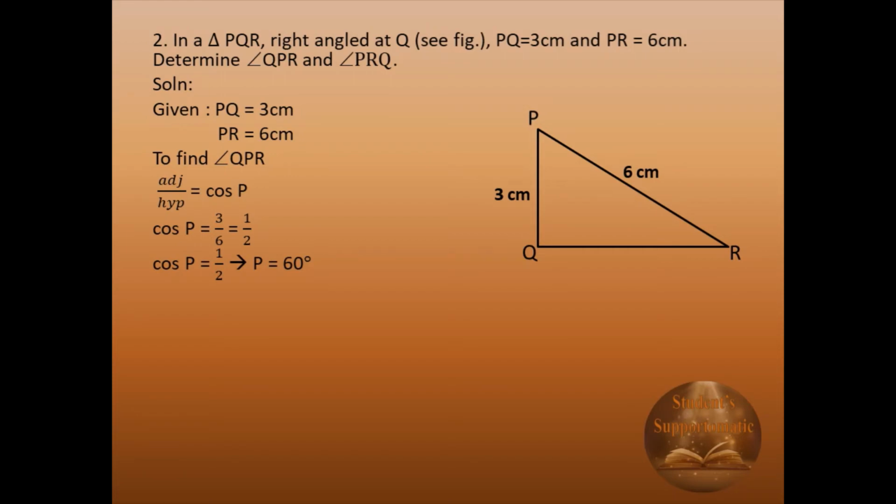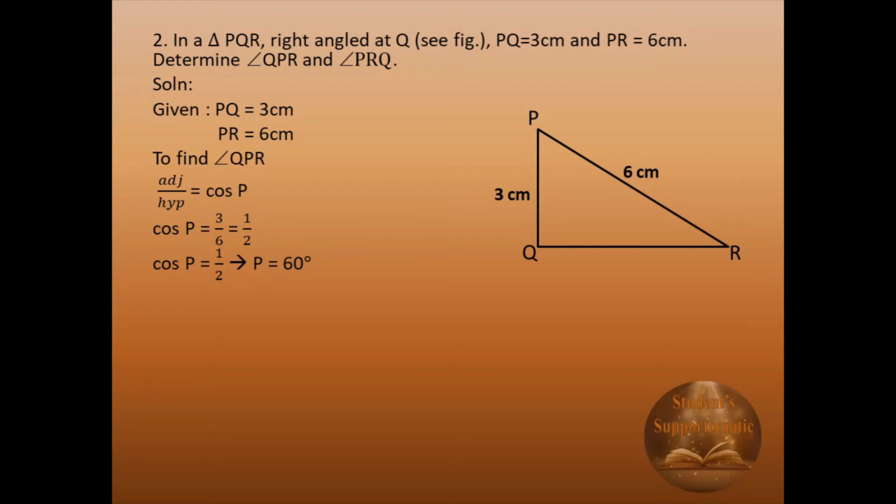Once again, I will repeat this part. To find the angle QPR, it means we have to find the value of angle P. So when we consider the angle P, we know the values of two sides, that is PQ and PR. PQ is the adjacent side for the angle P and PR is the hypotenuse side for the angle P. So adjacent and hypotenuse comes in this ratio, cos theta.